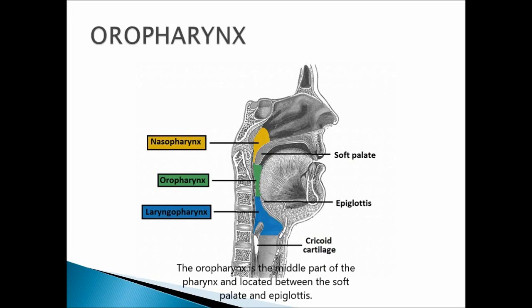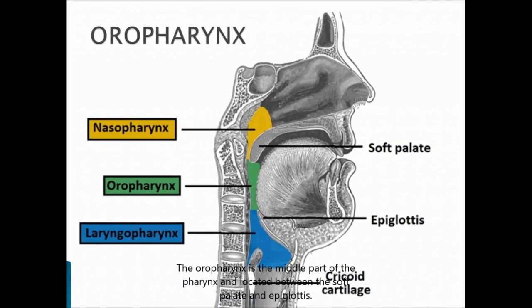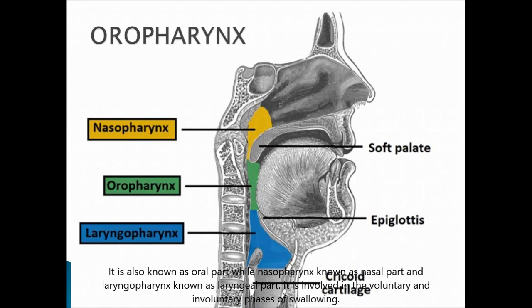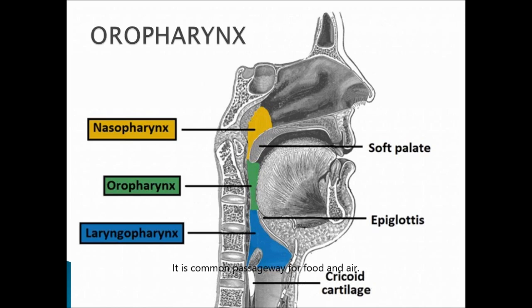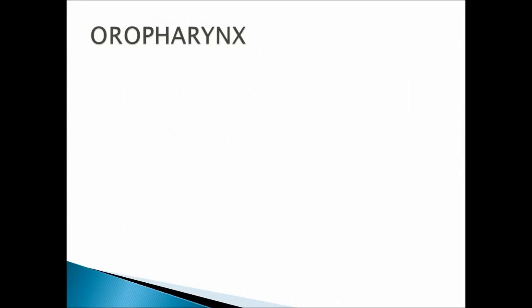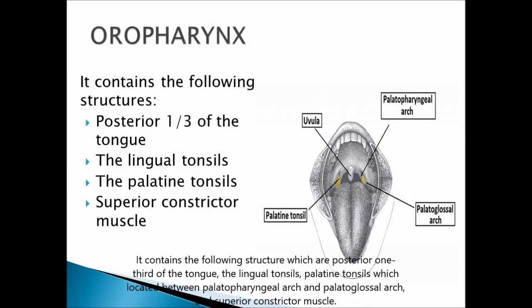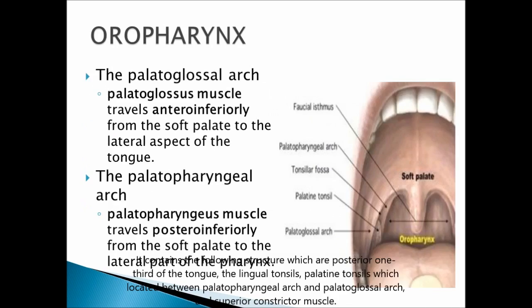The oropharynx is the middle part of the pharynx and located between the soft palate and epiglottis. It is also known as the oral part, while the nasopharynx is known as the nasal part and the laryngopharynx is known as the laryngeal part. It is involved in the voluntary and involuntary phases of swallowing. It is also a common passageway for food and air. It contains the following structures: the posterior one-third of the tongue, the lingual tonsil, the palatine tonsil, which is located between the palatopharyngeal arch and palatoglossal arch, and the superior constrictor muscle.